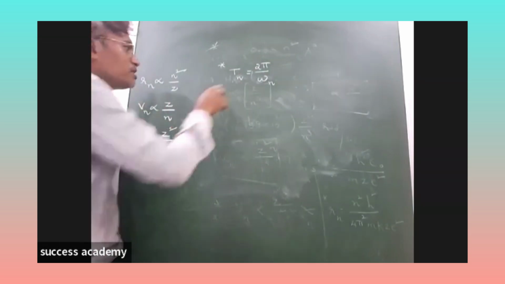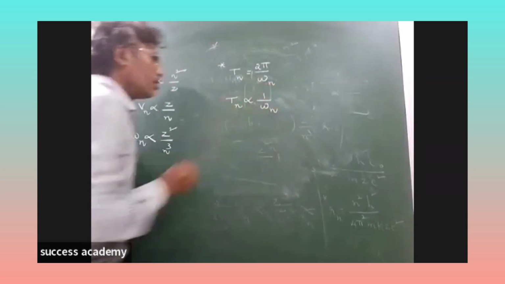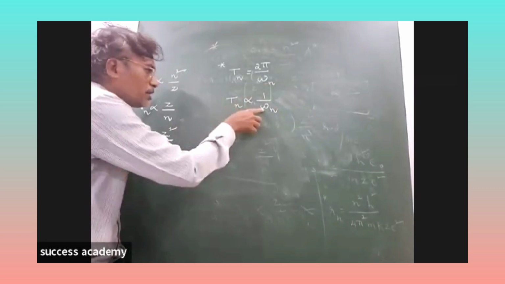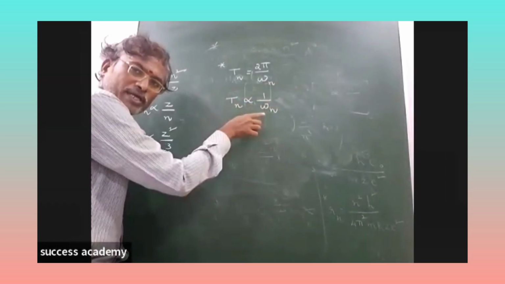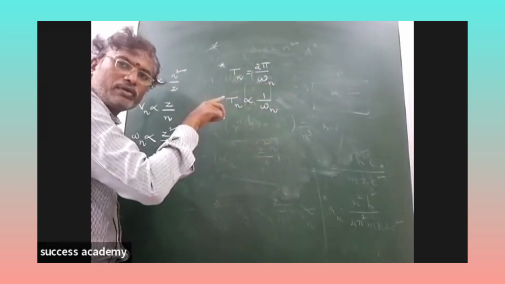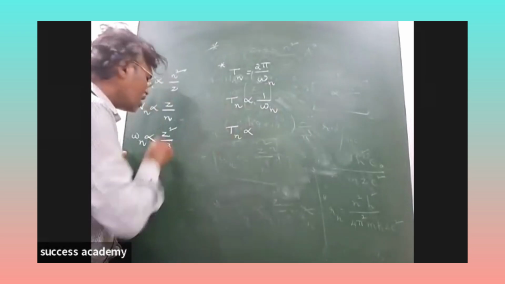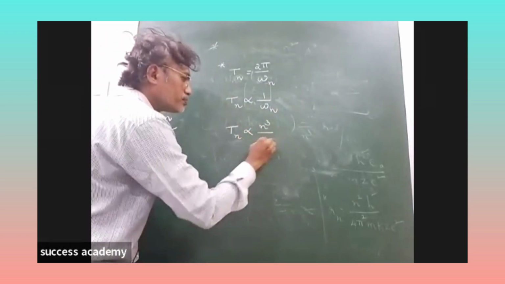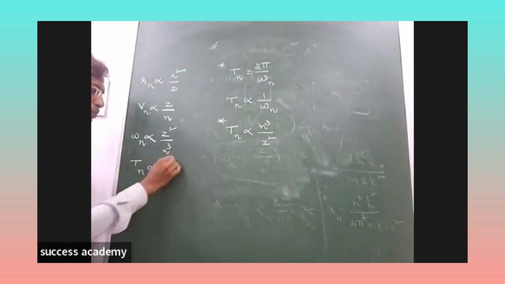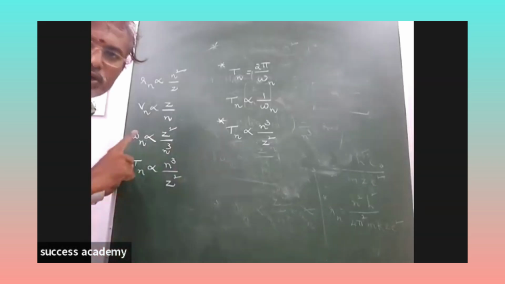So Tn is inversely proportional to omega. Already we know the omega n value, Z square by n cube. If you write Z square by n cube in place of omega n, it goes to the denominator, so the fraction reverses. So now Tn is proportional to n cube by Z square. Are you clear with this?